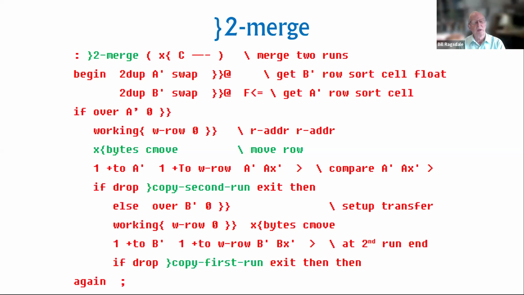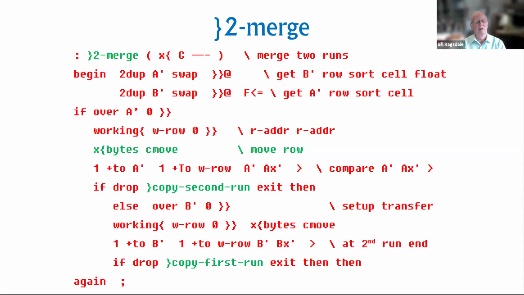At that point now we increment because we're moving ahead. So A prime is incremented by 1. The W row is incremented by 1. And now we look for, has the row been fully transferred? The A prime AX prime comparison tells us that yes, the leading row, the A run, has been fully transferred. So in this case, we then copy the second run across.